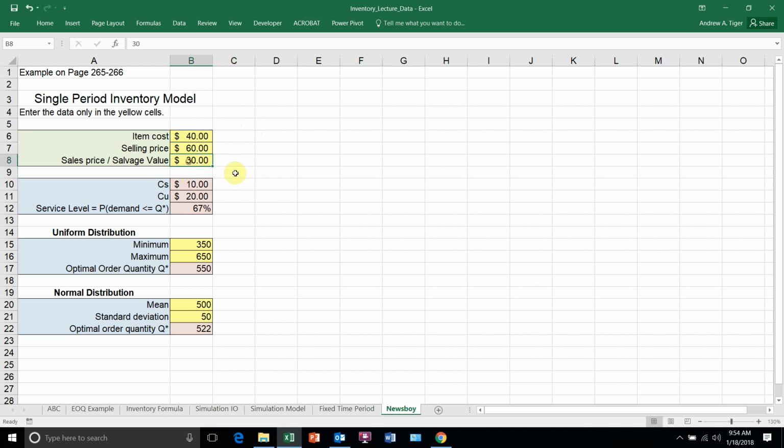If you couldn't sell these swimsuits and you had to throw them away, just think about this, you could see that this becomes really expensive.